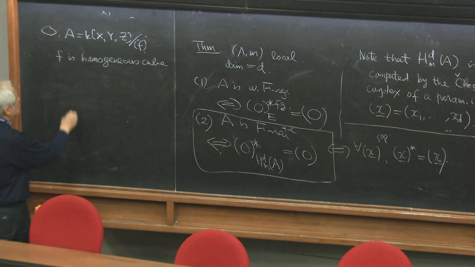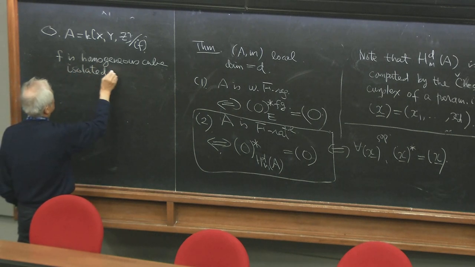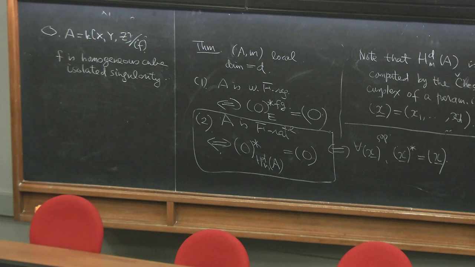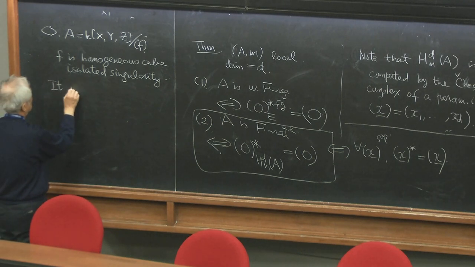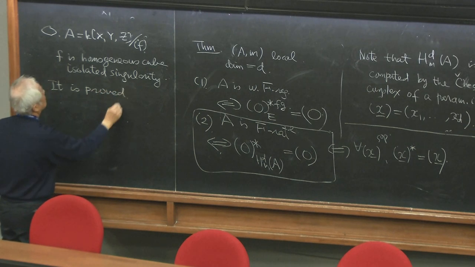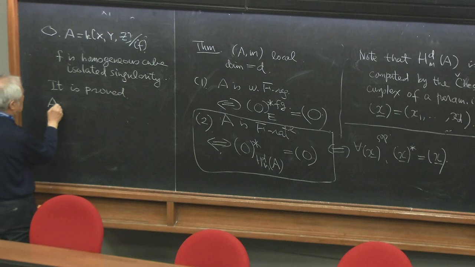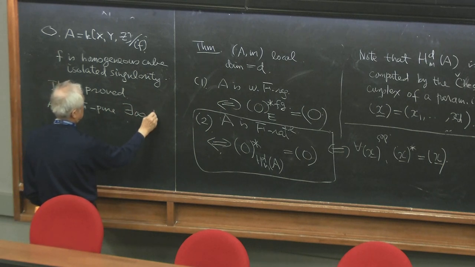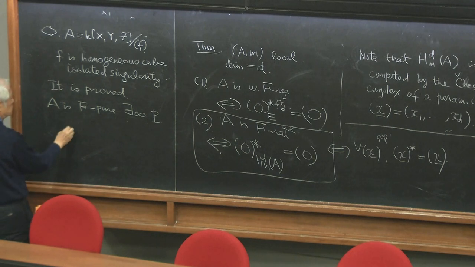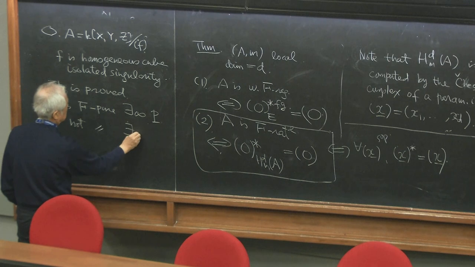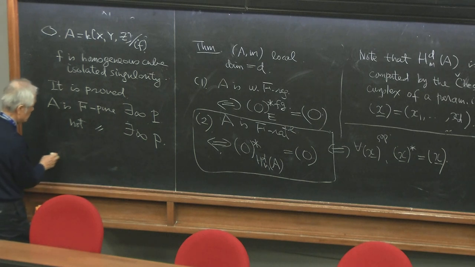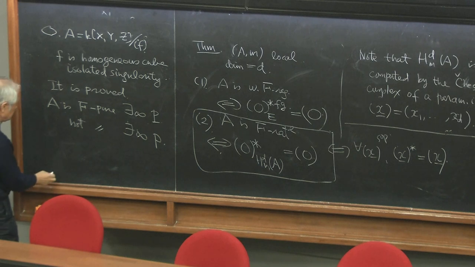And yeah, isolated singularity. And in this case, it is proved. So this A is F pure for infinitely many p, and also not F pure for infinitely many p. And this is the most important, is number theory.